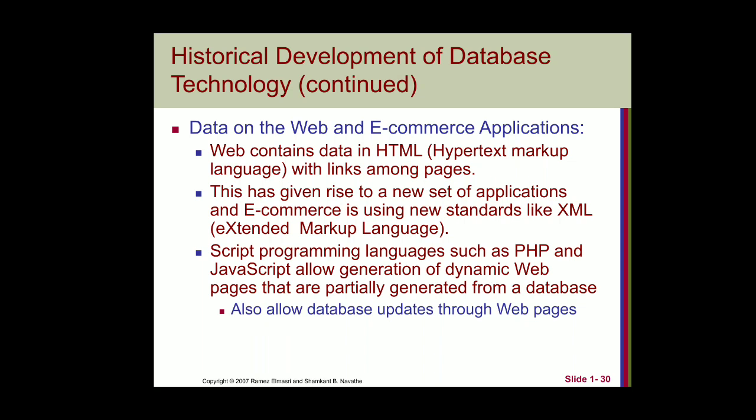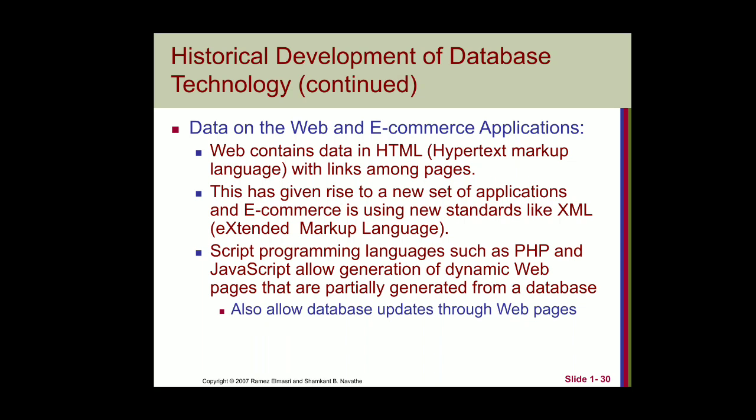Then we have data on the web and e-commerce applications. Now we can see there are a lot of e-commerce websites, right? Everyone is using an e-commerce website for purchasing things. The web contains data in HTML format, that is hypertext markup language, with links among pages. Data is present in terms of various pages, and from one page to another there is a link, a hyperlink. When we click on that particular link, it will navigate us to a different page. So this is how the relationship is created between the various pages.